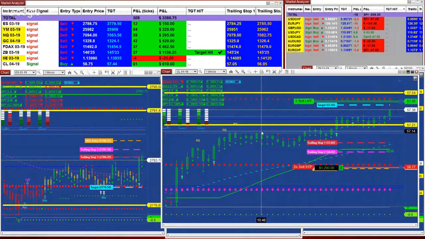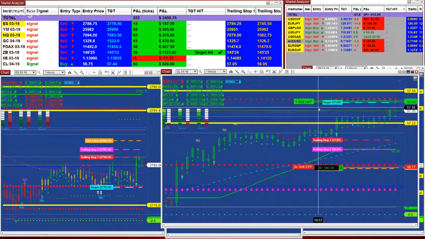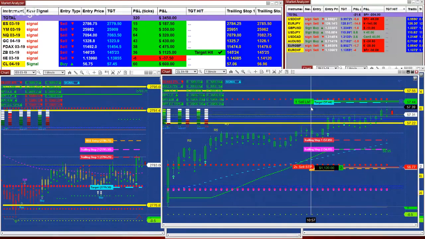There we go. Come on. We are 10 ticks away to hit. Usually, always the last ticks are the hardest. Come on, 57.44. 57.44. Come on. Ah, bummer. Well, you got the idea, guys.